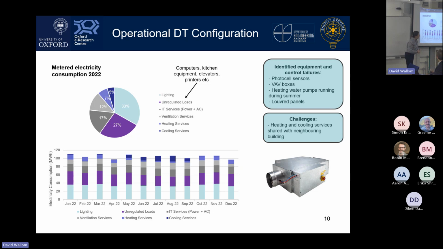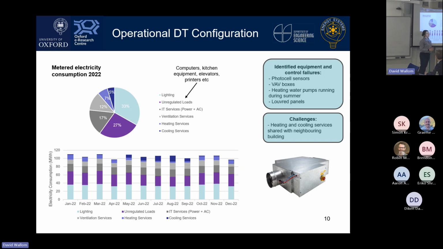And as part of this operational DT configuration, a second important step was to identify the current control and equipment failures to implement those into my model. So after talking with the building staff, but also estate services and on-site surveying, we noticed that some photocell sensors were not functioning properly. So these sensors were installed in the large atria with the roof windows, and they were supposed to dim the light when there was enough sunlight, but these were not working anymore, so the lights were remaining on, although sunlight was enough to illuminate the spaces.